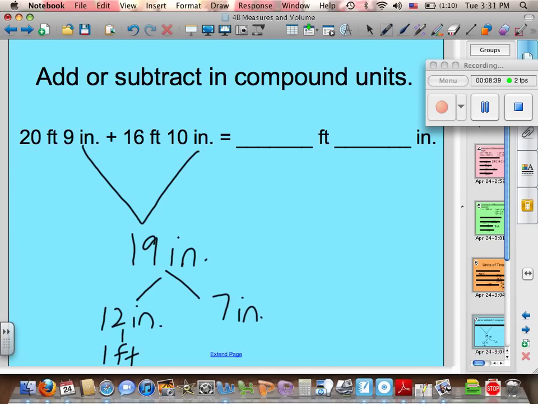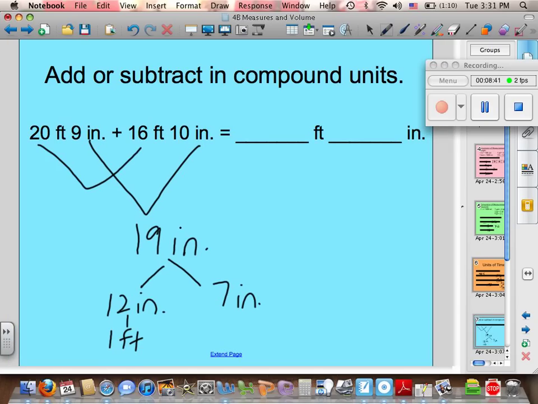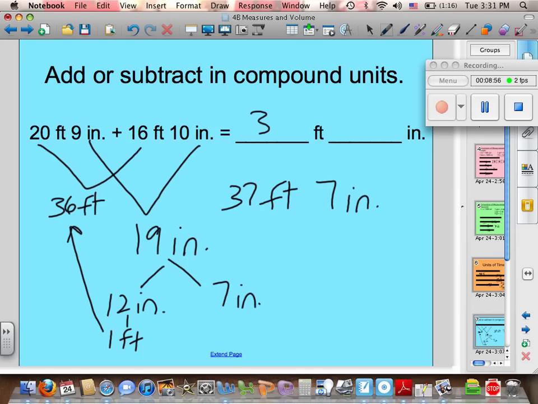So when we go to add our feet over here, this gives us 36 feet. We made another foot down here, so we actually have 37 feet. And then how many inches were left? 7 inches. 37 feet and 7 inches. So that's a good way to add compound units.